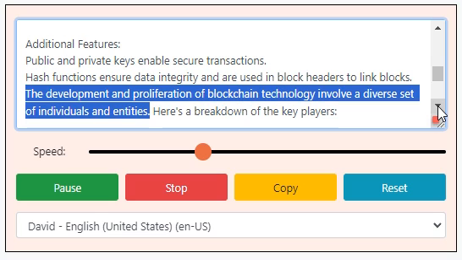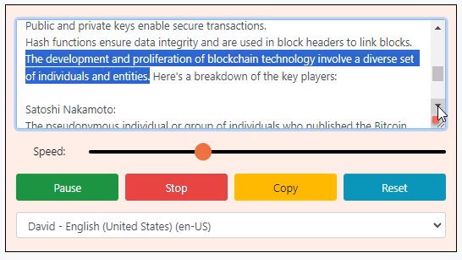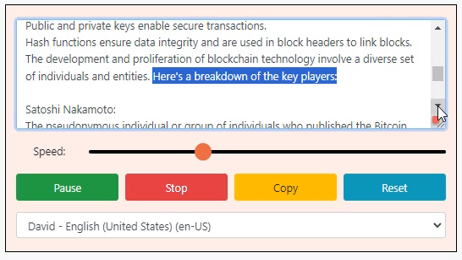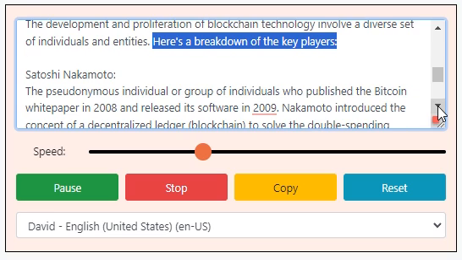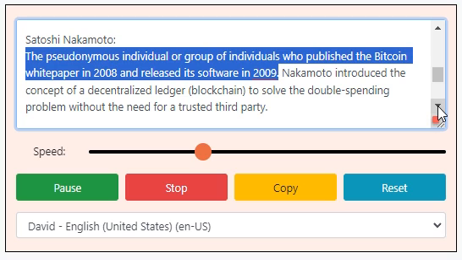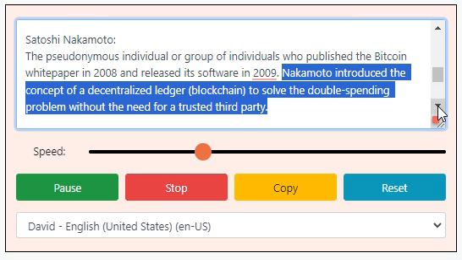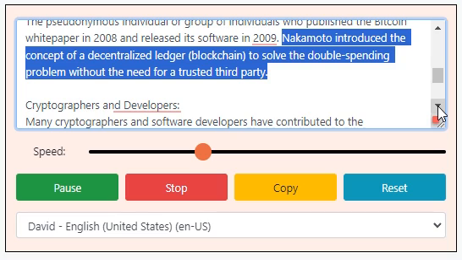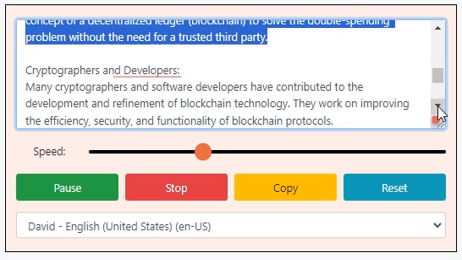The development and proliferation of blockchain technology involve a diverse set of individuals and entities. Here's a breakdown of the key players. Satoshi Nakamoto. The pseudonymous individual or group of individuals who published the Bitcoin white paper in 2008 and released its software in 2009. Nakamoto introduced the concept of a decentralized ledger, blockchain, to solve the double spending problem without the need for a trusted third party.